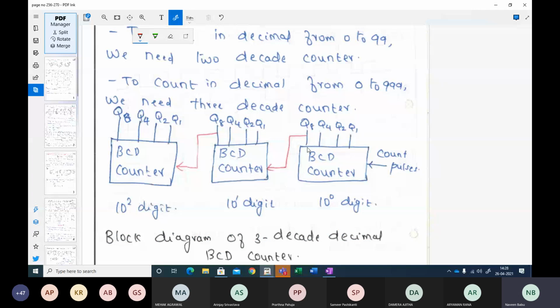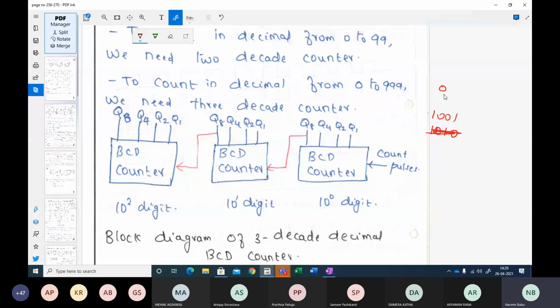Let us assume that we are having one BCD counter. Please remember that we will be resetting whenever we get 1010, because up to 1001 we will be counting. So how do we cascade this? Let us assume that we are having three BCD cascade counters.